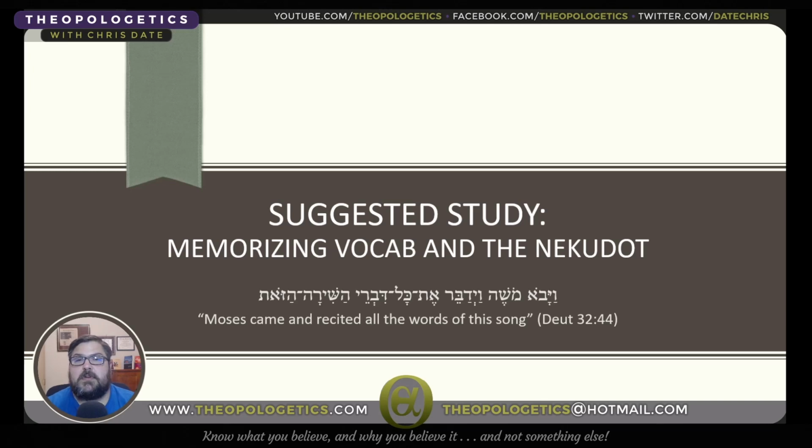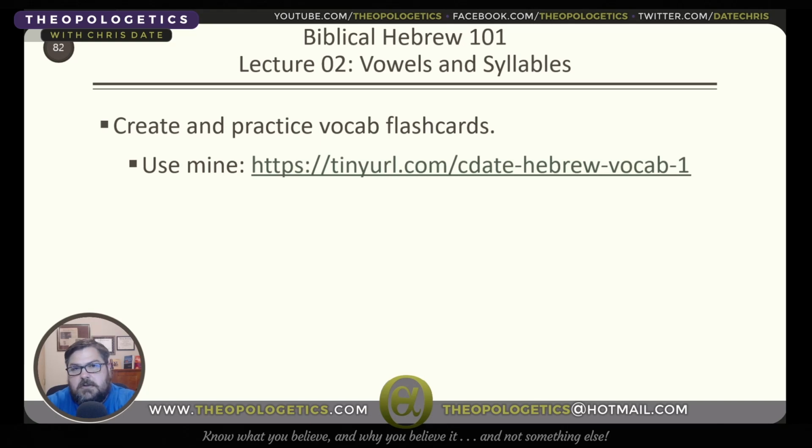All right, so that's your vocabulary for this lecture. Now let me give you a little bit of advice on how to study, how to memorize the vocabulary and the nekudot, the dots, the vowels. Firstly, create and practice vocabulary flashcards. You can write them out using a marker and paper, or marker and note cards, or you can create digital flashcards using something like Quizlet.